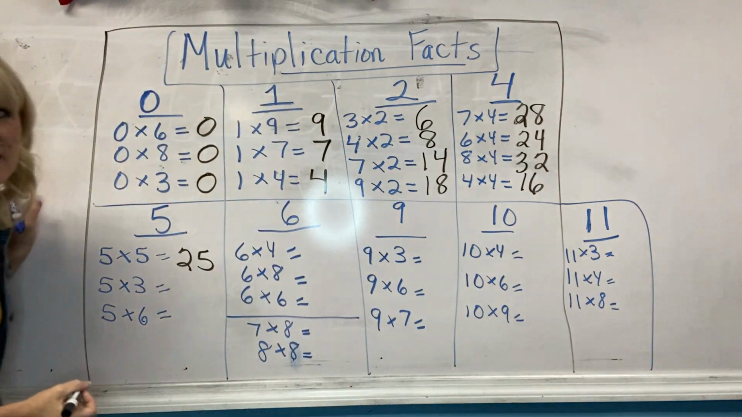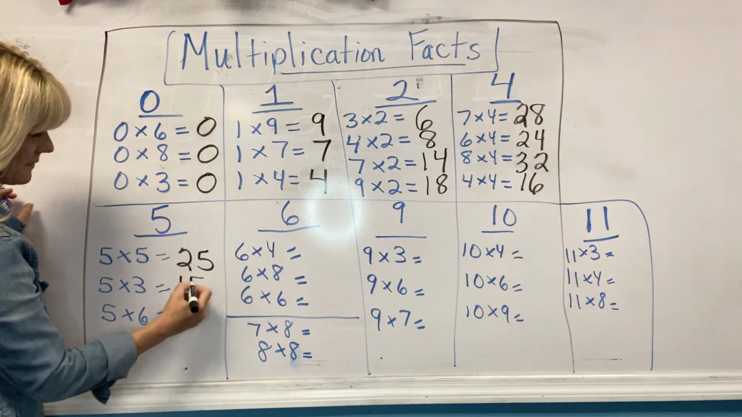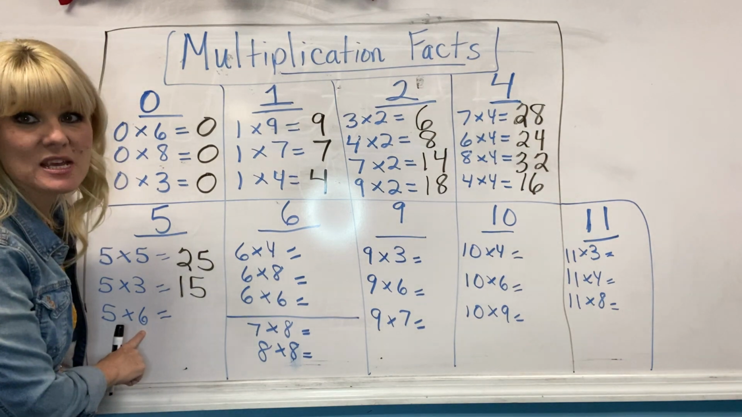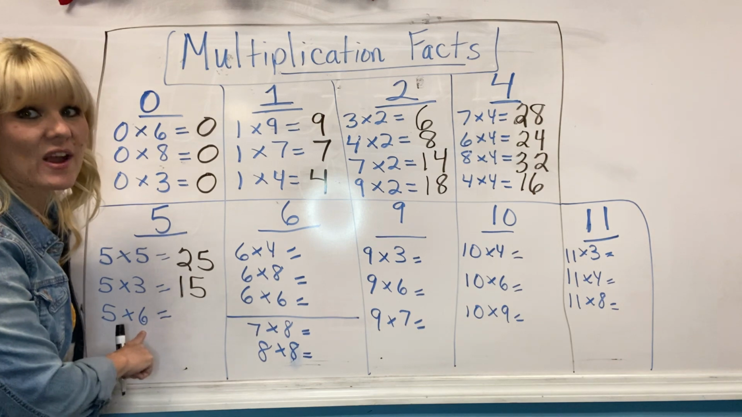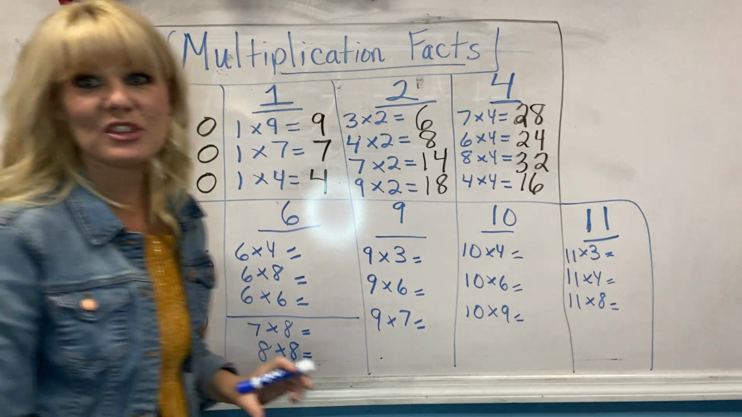5 times 3, we're gonna count by 5s 3 times, 5, 10, 15. 5 times 6, we're gonna count by 5s 6 times. We're gonna go 5, 10, 15, 20, 25, 30. All right, done with the 5s.